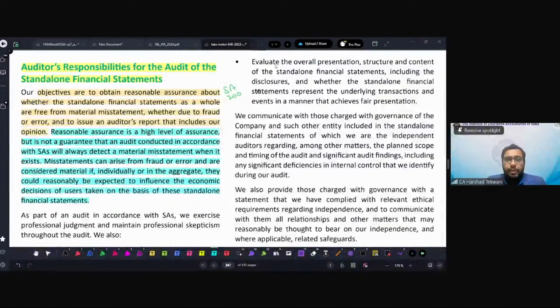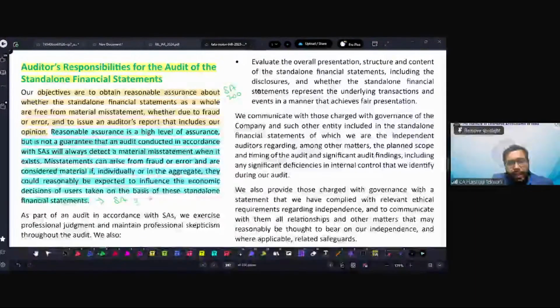We have discussed this particular part multiple times, like what is a reasonable assurance, what is the requirement of the auditor with respect to giving an opinion, not only in SA 200, but in each and every individual SA. Even when we talk about materiality, material misstatement, we are referring to the materiality. This misstatement can arise from fraud and error and is considered material if individually or in aggregate they could reasonably be expected to influence the economic decision. So this is something coming from the materiality and SA 450.